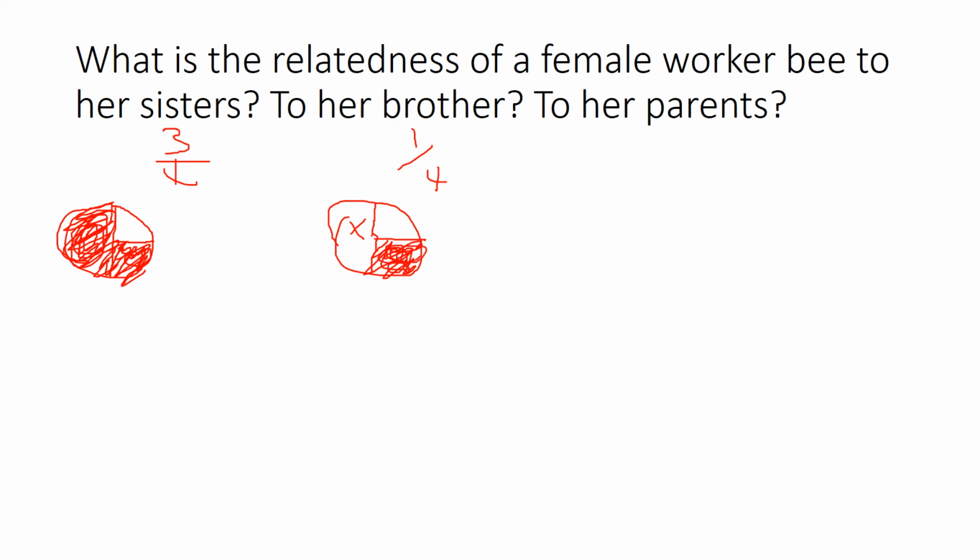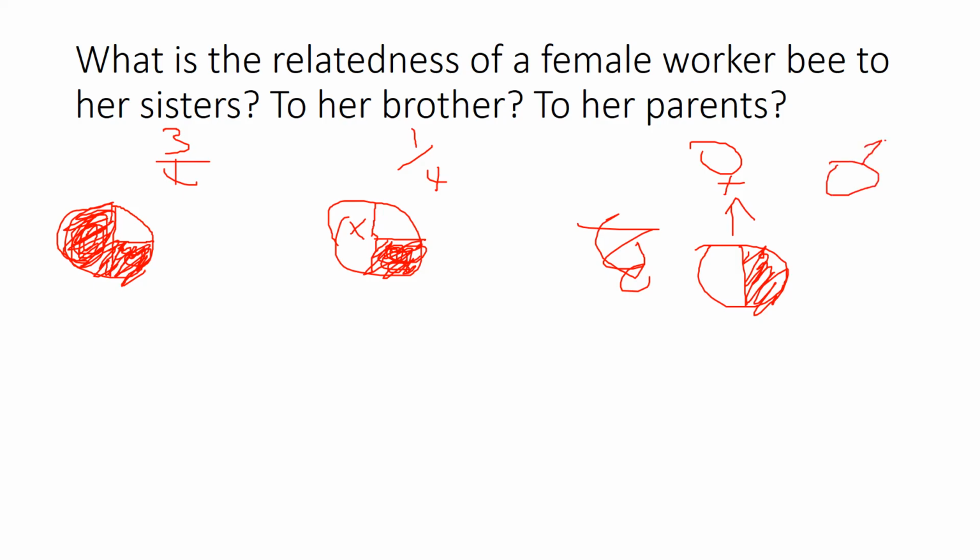And then to her parents, so she's got a diploid genome, and her mom has a diploid genome. It's going to be 50% to her mom, and to her dad, half of her genome also comes from her dad. So all of the dad's genome will be in her, but half of her full genome is only going to come from her dad. So the relatedness to her parents is going to be 50%.